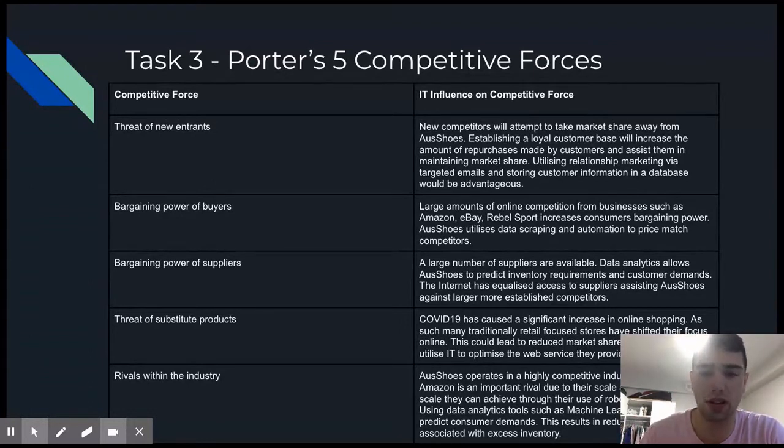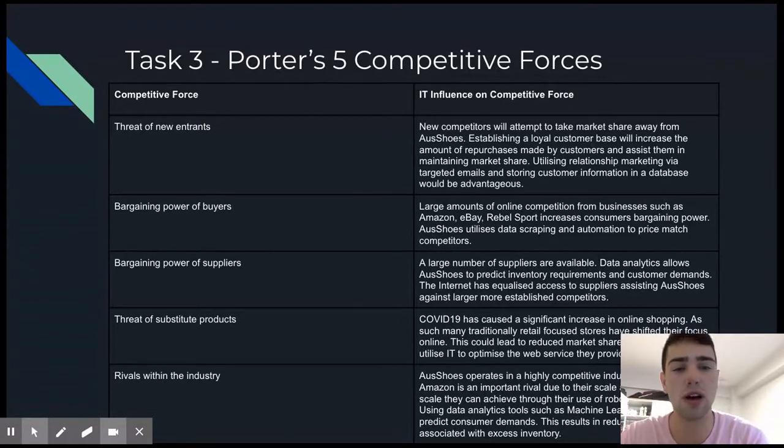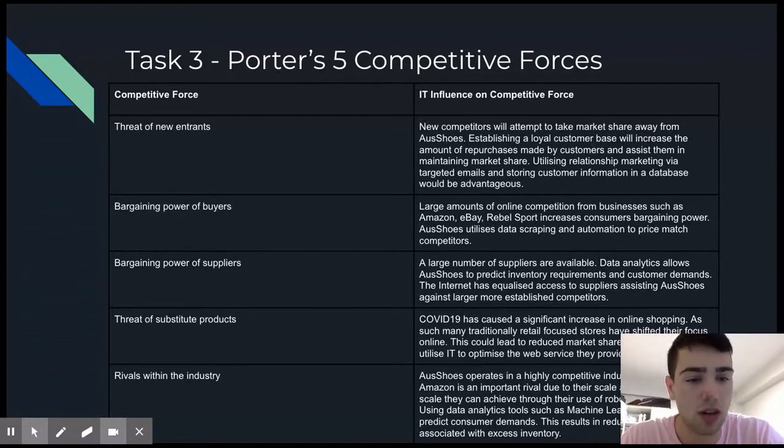Threat of substitute products. COVID-19 has caused a significant increase in online shopping. As such, traditionally retail-focused stores have shifted their focus online. This could lead to reduced market share due to increased competition. Rivals within the industry. Oz Shoes operates in a highly competitive industry. One particular rival is Amazon, who, due to their scale and size, have a significant advantage, and they can achieve incredible economies of scale. Using data analytics tools such as machine learning, Oz Shoes can predict customer demands, leading to reduced inventory costs.